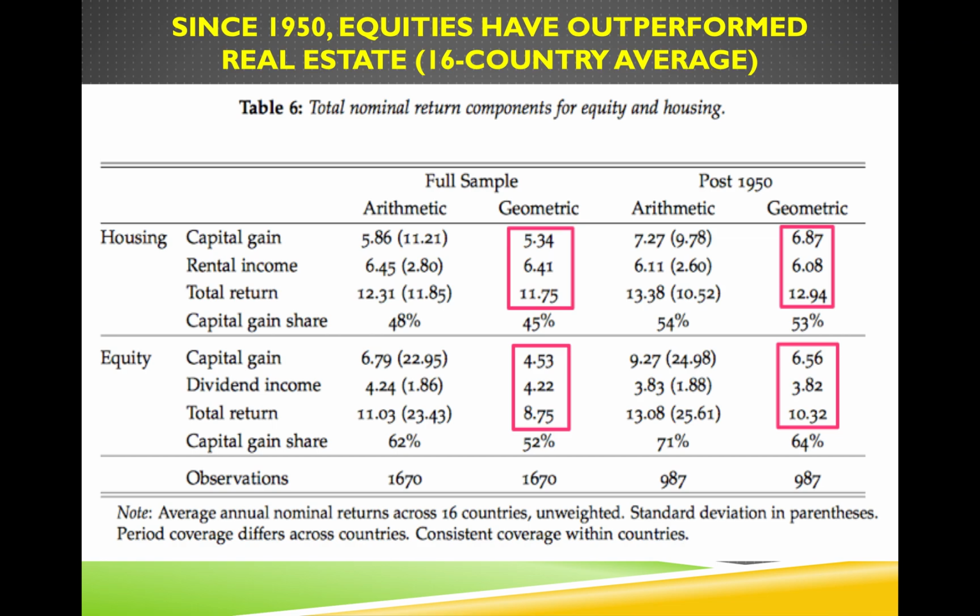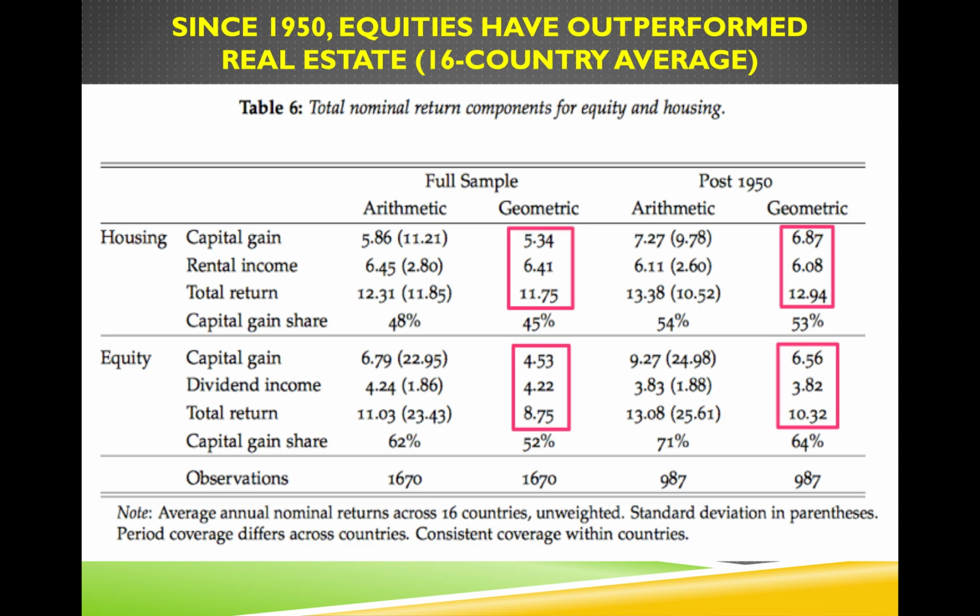Since 1950, equities have outperformed real estate if we look at an average of 16 countries and look at the geometric returns. You'll see that housing, which is basically the sample of real estate being looked at here, has rental income, and it also has capital gain, basically the appreciation in the price, yielding a total return in this full sample of 11.75%. That's pretty impressive.